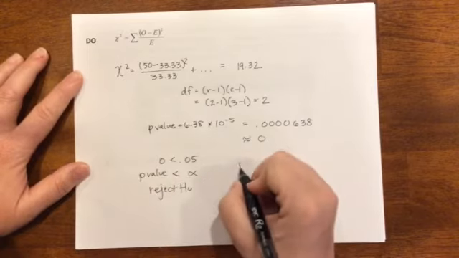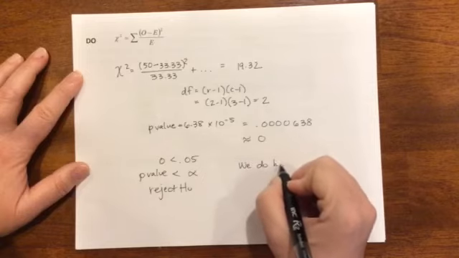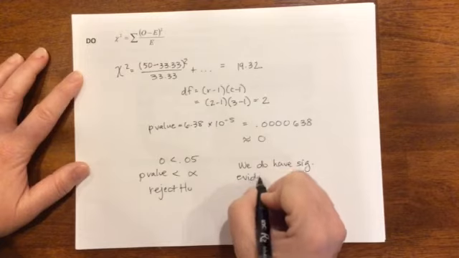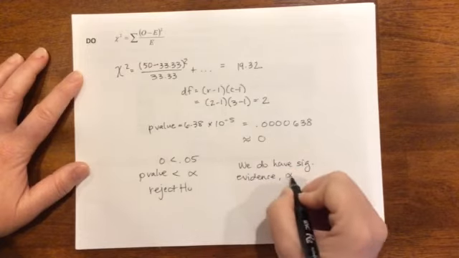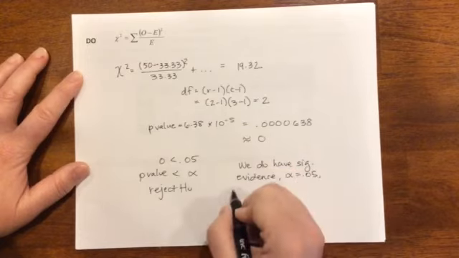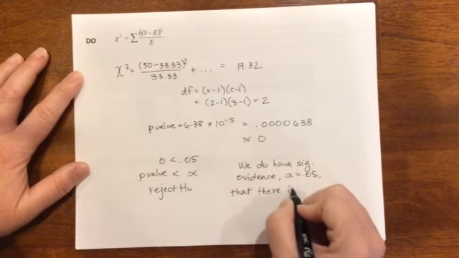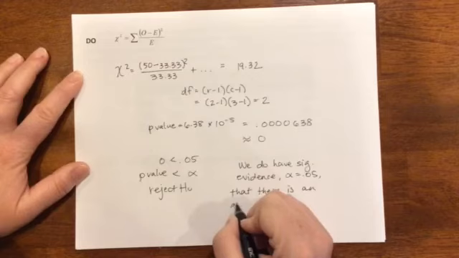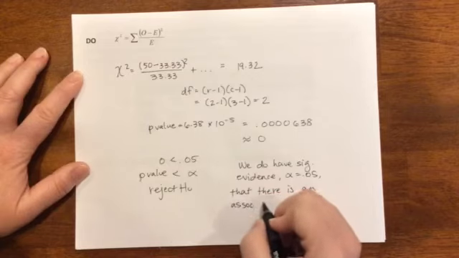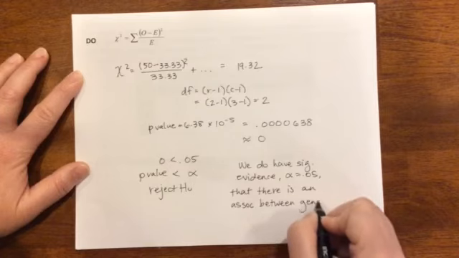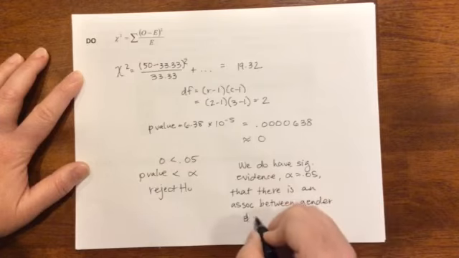So in conclusion, we do have significant evidence. I'm just going to abbreviate for time. And don't forget to write your significance level. That there is an association between gender and viewing preference.